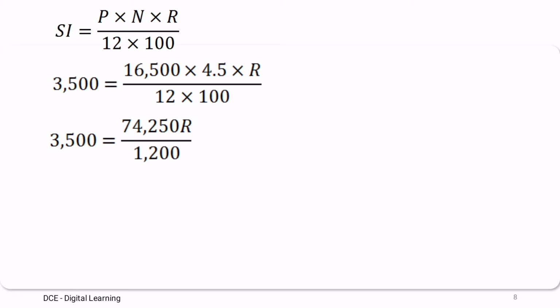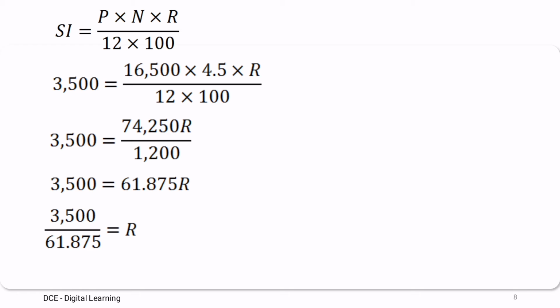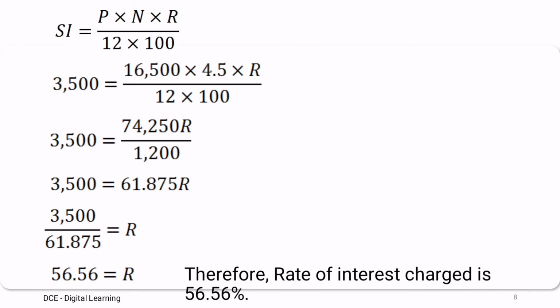16,500 into 4.5 is 74,250, into R as it is. 12 into 100 is 1200. So now 74,250 divided by 1200 is 61.875, into R as it is. Now if you take 61.875 from the right hand side to the left hand side, the multiplication sign is replaced by the division sign. So R equals 3,500 divided by 61.875. So the rate of interest charged is 56.56%. Therefore the rate of interest charged is 56.56%.